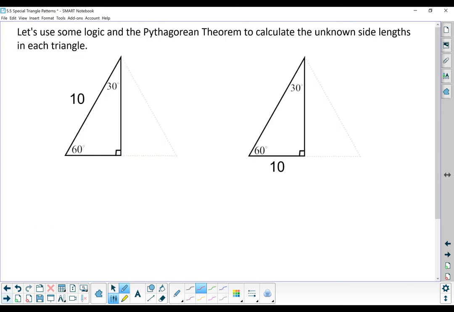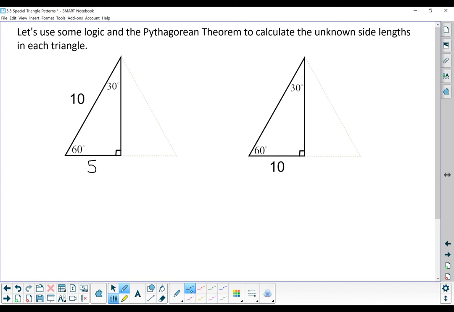Okay, so we're going to try to use some logic and the Pythagorean theorem to calculate the unknown side lengths in each of our right triangles. The logic part of it is that if you remember our equilateral triangle, this whole side had a length of 10, which means this side of our right triangle right here is 5 because it's half. That 10 was broken into two pieces. So I kind of have the ghost of the equilateral triangle there to remind you. So we have a hypotenuse of length 10, and we have a side length at the bottom with length 5.